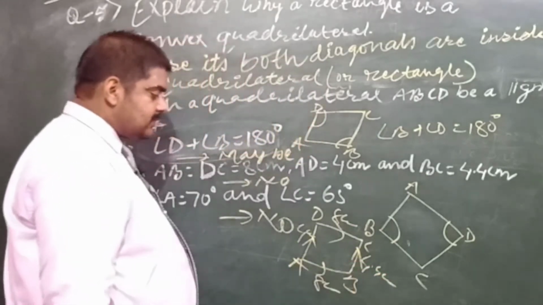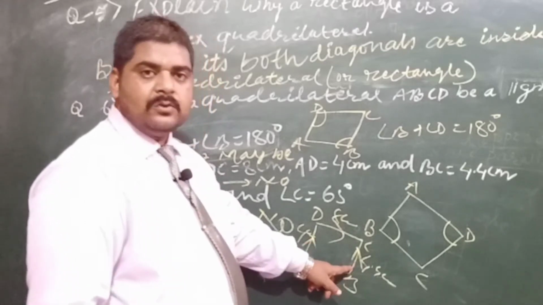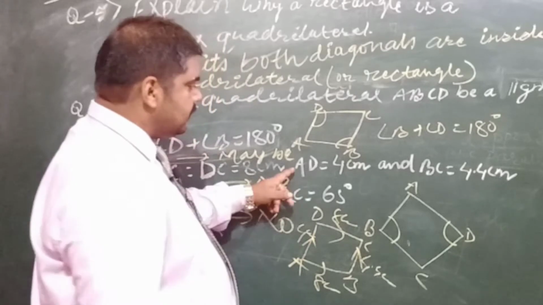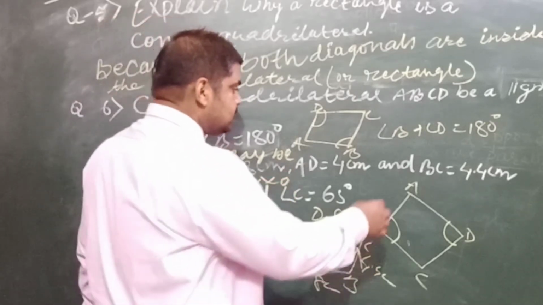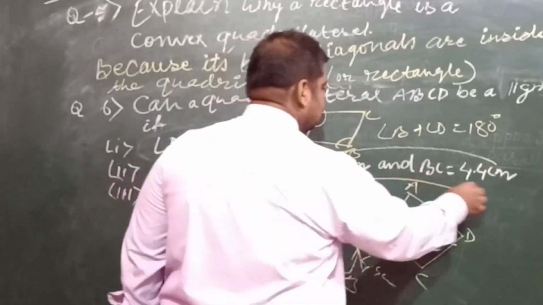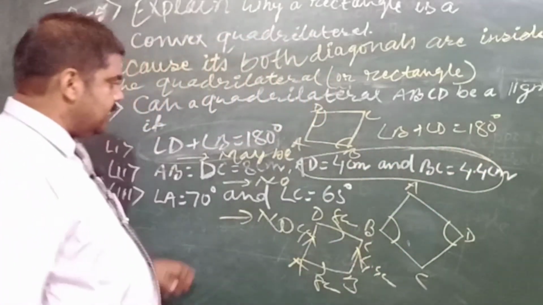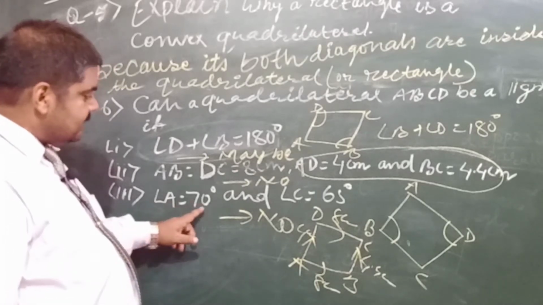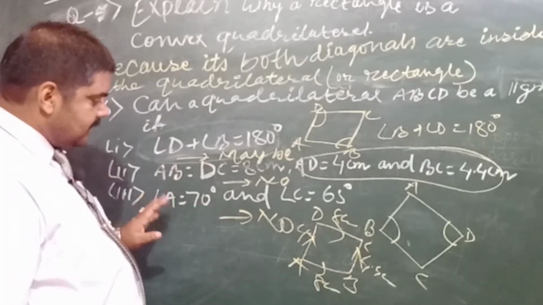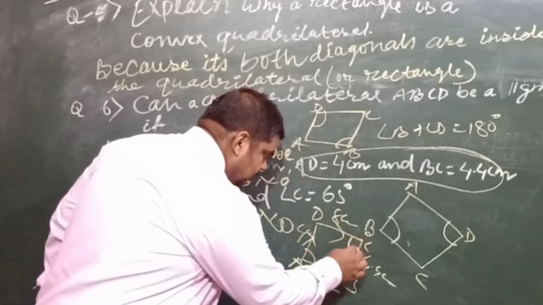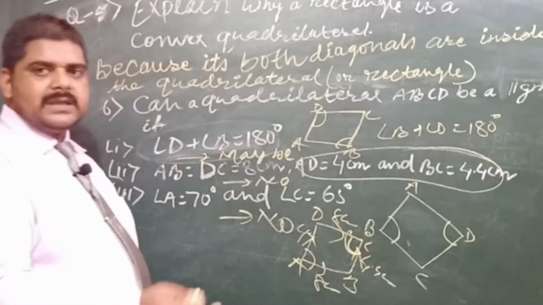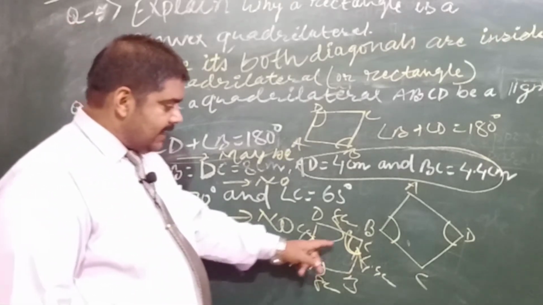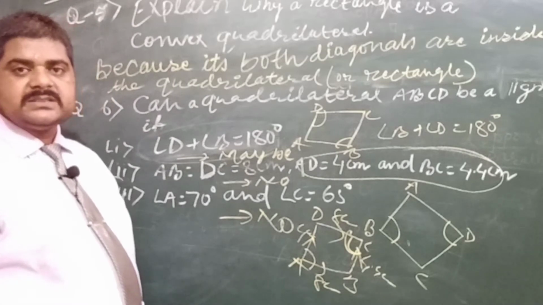And you know that in the case of a parallelogram, opposite sides cannot be different. This is why there is no chance to be a parallelogram with this condition, because AD and BC are not equal. Next one is angle A is 70 degrees and C is 65 degrees. You just see that A and C are opposite angles, and in the case of a parallelogram, you know very well that opposite angles of a parallelogram must be equal.